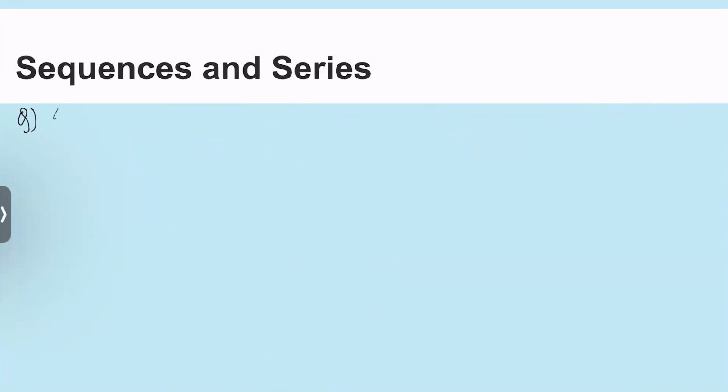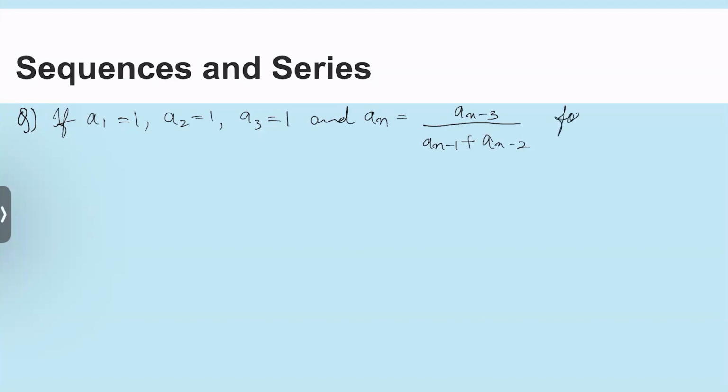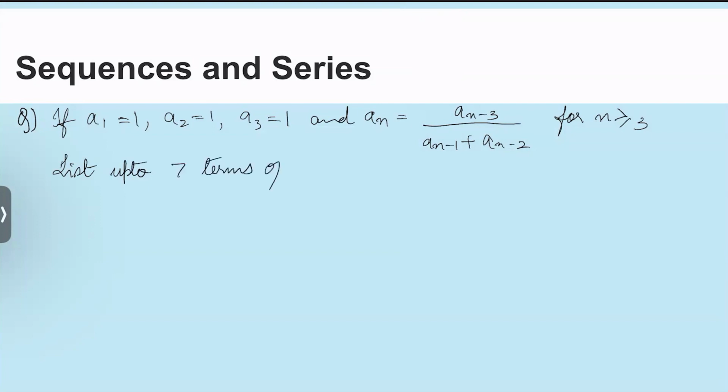Suppose the question is: if A1 is equal to 1, A2 is equal to 1, A3 is equal to 1, and an is equal to an minus 3 upon an minus 1 plus an minus 2, for n more than or equal to 3. And what we have to find is to list up to 7 terms of the sequence.